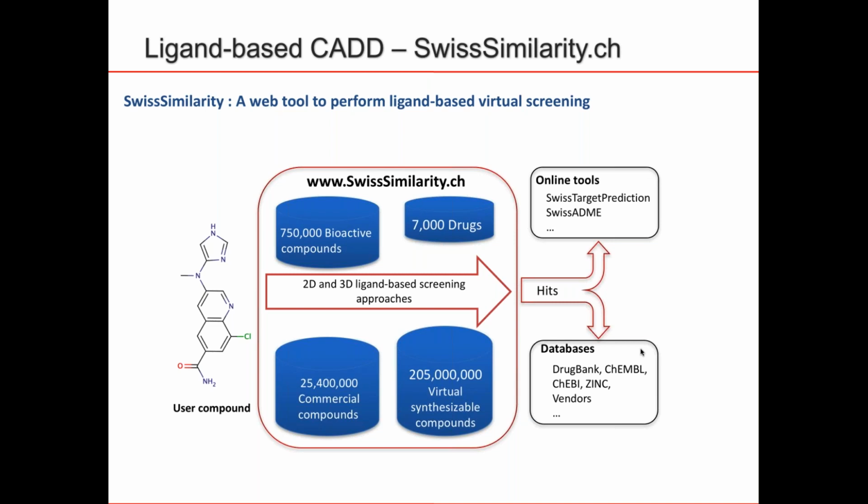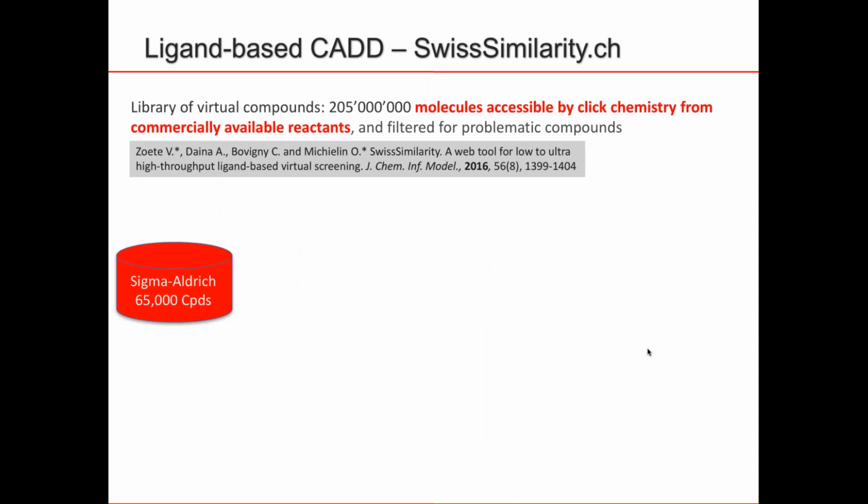So the idea is that now you can really screen the different libraries for your molecule using different approaches just upon some clicks. If you find molecules that are similar to yours, you can start additional calculations using SwissDrugDesign tools, or we can provide access to the original database where you can find and maybe purchase a molecule.